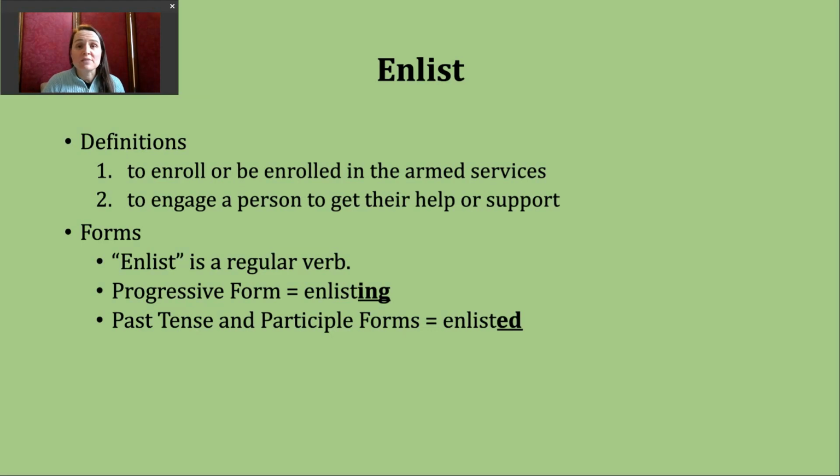You should know that the verb enlist is a regular verb. To make the progressive tense, all you need to do is add ing to form enlisting. The past tense and participle forms of this verb can be made by adding ed. Our base verb enlist ends in a T sound, so our past tense ending is going to make an id sound. We're going to add an extra syllable as we make this past tense and participle form. It should sound like this: enlisted, enlisted.